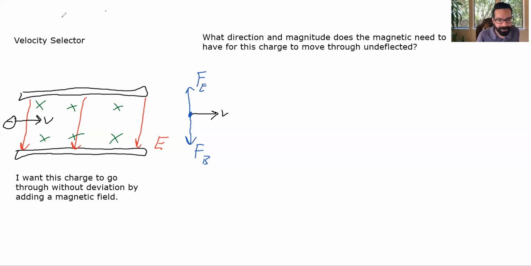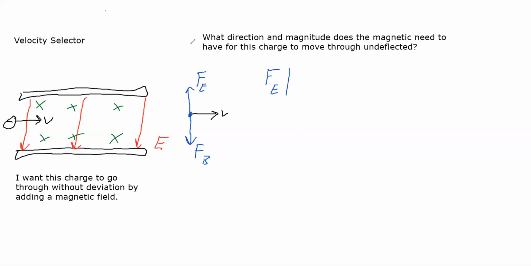Okay, so I'm done with the right hand rule there. What I said is that FE and FB, since this is going undeflected, those two forces have to be equal and opposite. So I can start writing this. I know their magnitudes are going to be equal. If it's to go through undeflected, this has to be true, right? The magnitudes of those two forces have to be equal.